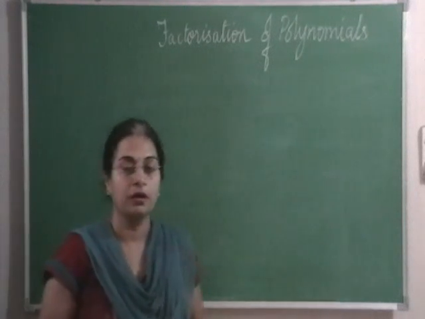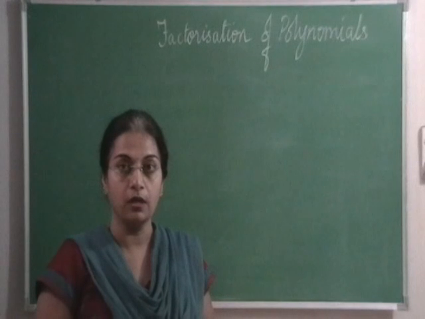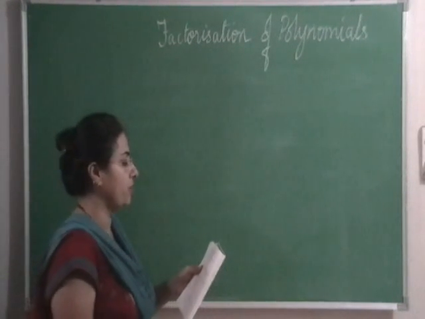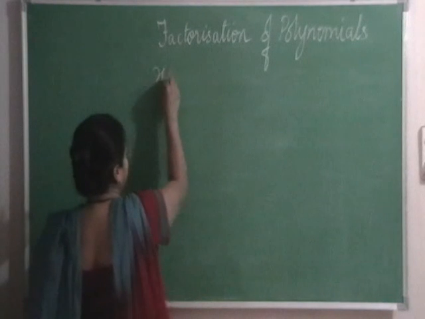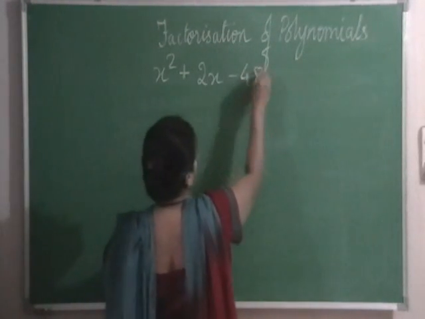Yesterday we saw the revision topic about the factorization of polynomials. Today we will solve the solved examples. First solved example is x square plus 2x minus 48.